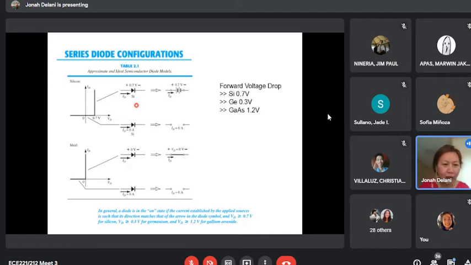So anyway, if we use the approximate model for our diode, the voltage drop is 0.7. If it is reverse biased, there is zero current. For an ideal semiconductor diode, at forward bias there is no voltage drop, 0 volts. And if it is reverse biased, this part here, no current would pass through. ID is equal to 0 ampere.